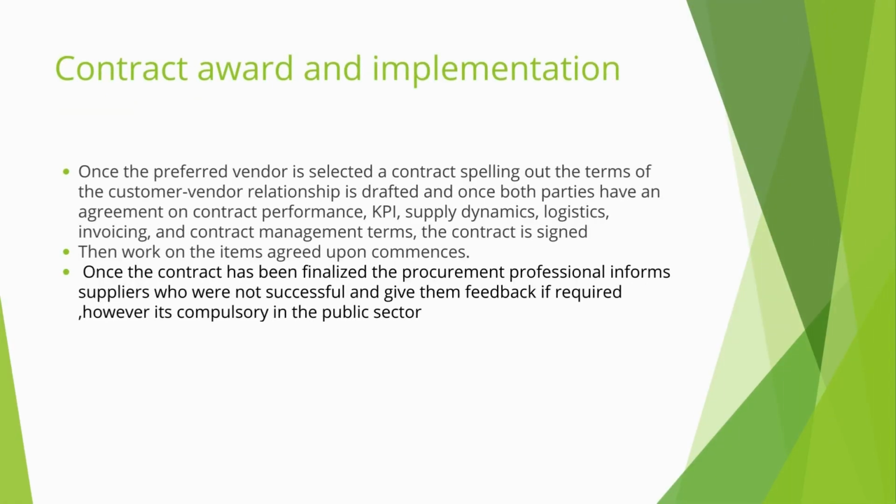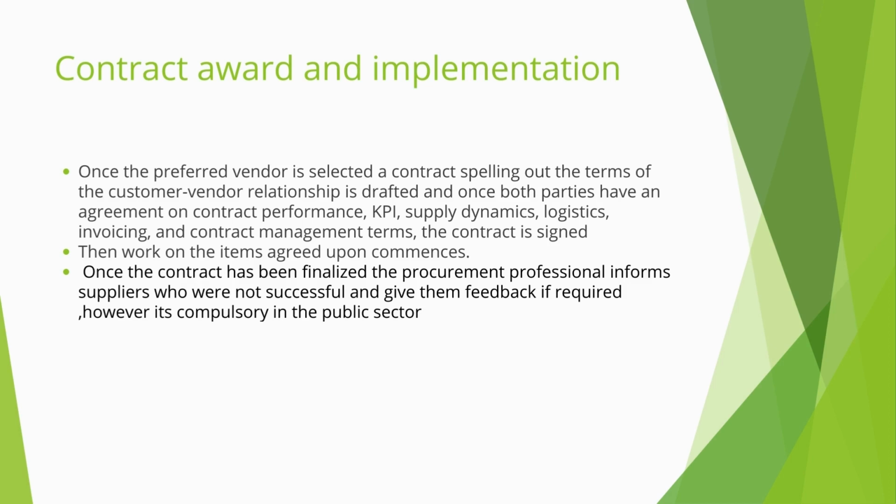So once the preferred vendor is selected, a contract spelling out the terms of the customer-vendor relationship is drafted. And once both parties have an agreement on contract performance, key performance indicators, supply dynamic, logistics, invoicing, and contract management terms, the contract is signed. Then work on the items agreed upon commences.